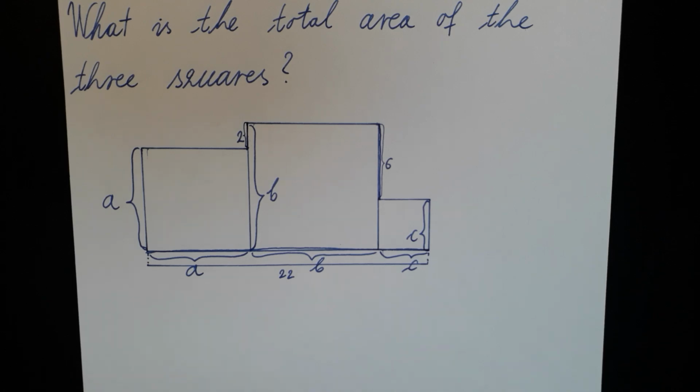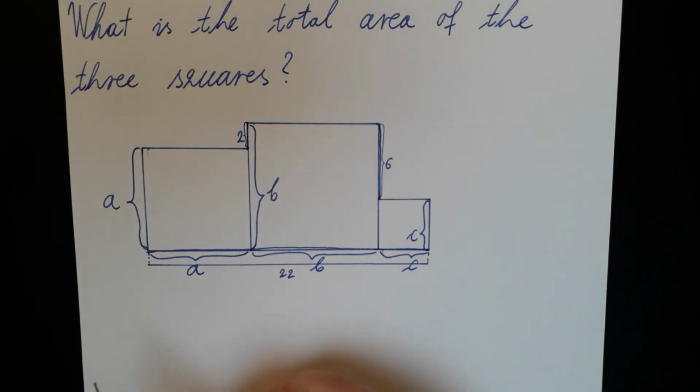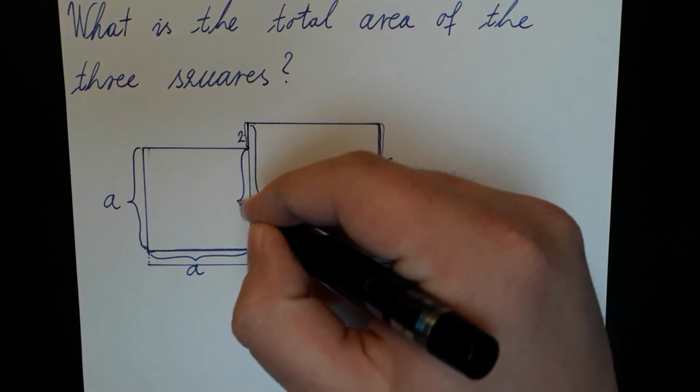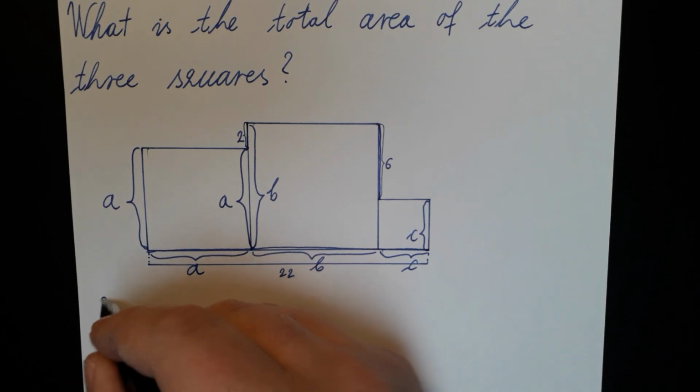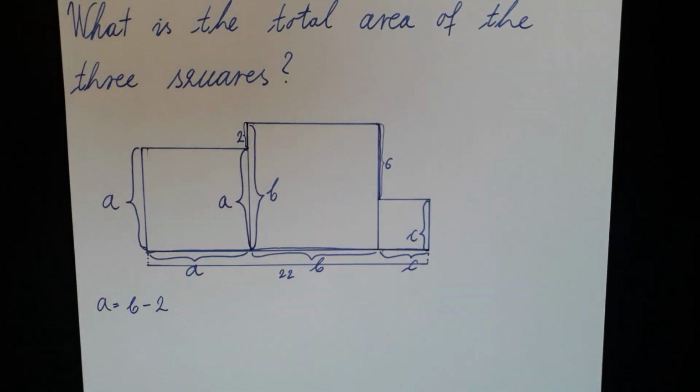Let's first try to find a connection between A and B. As you can see here on our picture, this little square has the length of the side to be A, and that is going to give us A here as well. We can now write this in terms of B, because the entire side here has the length of B, and this upper part of the side has the length of 2. The remaining length of the side is equal to A, and that means that we can write that A is equal to B minus 2. And this is our connection between A and B.